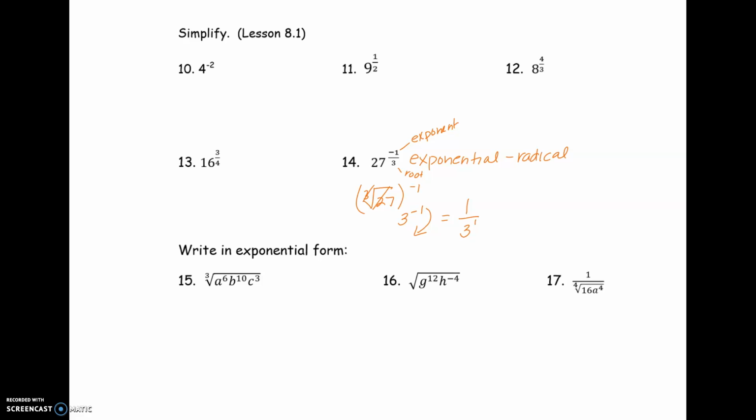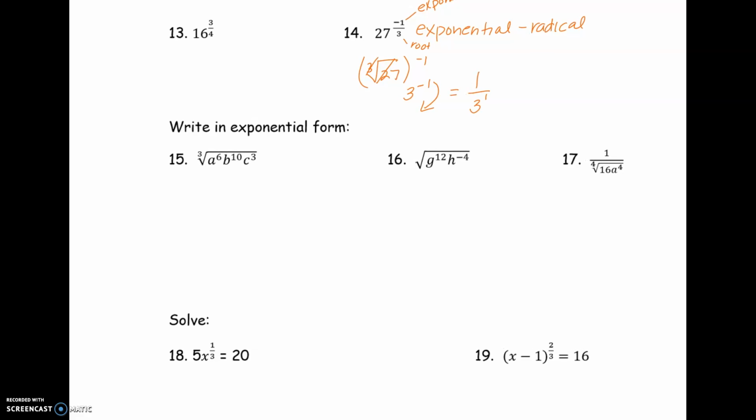Let's look at number 16. These are in radical form. They want us to write it in exponential form. So 16 is the square root of g to the 12 h to the negative 4. I know one of my bases is g. The exponent on g is 12, and the root, since there's nothing there, is square root. h is a base, the exponent's negative 4, and the root is 2, since there's nothing there. I can simplify g to the 12 halves, it's 6. I can simplify h to the negative 4 halves, it's negative 2.